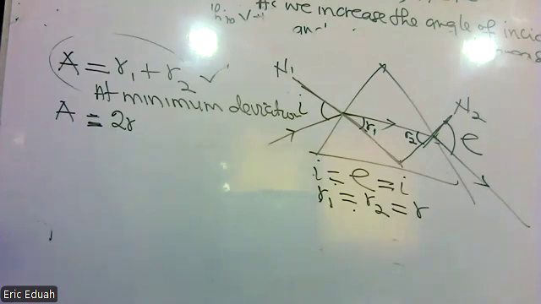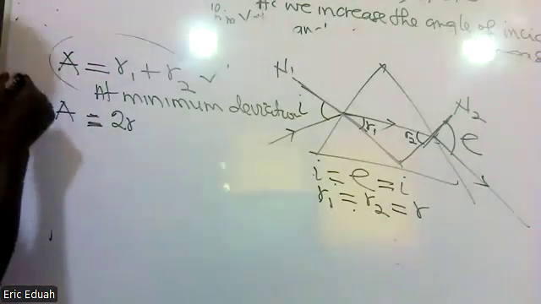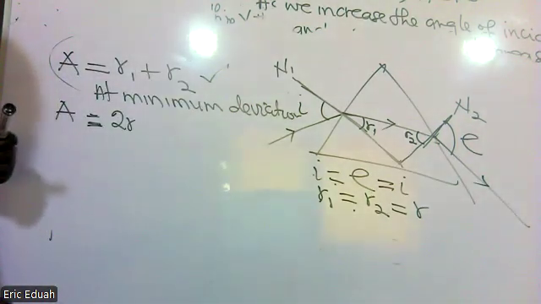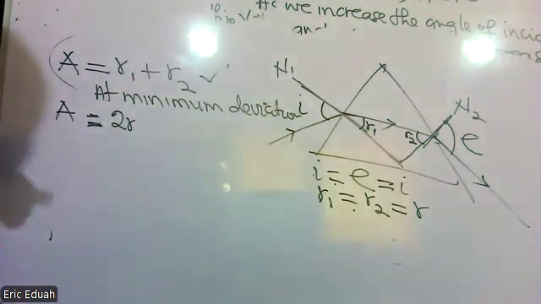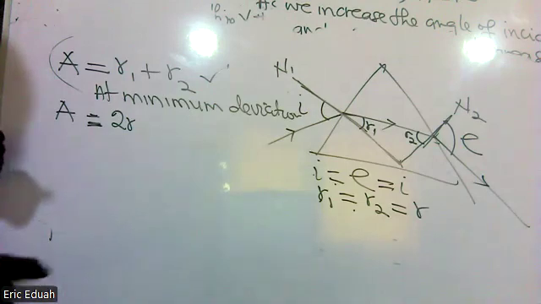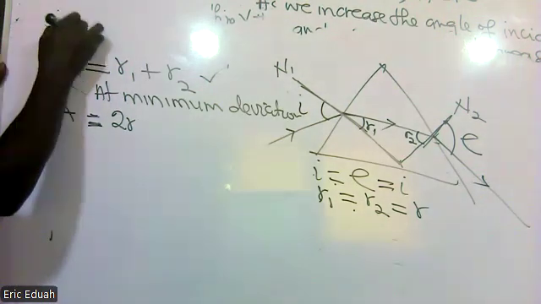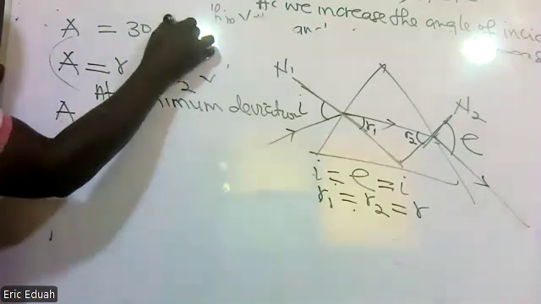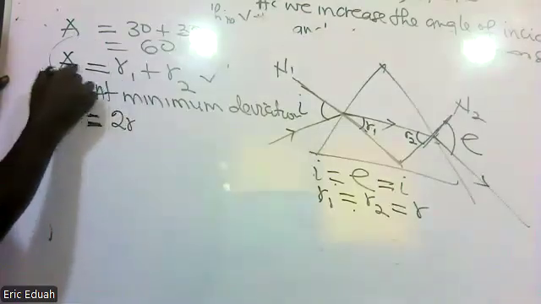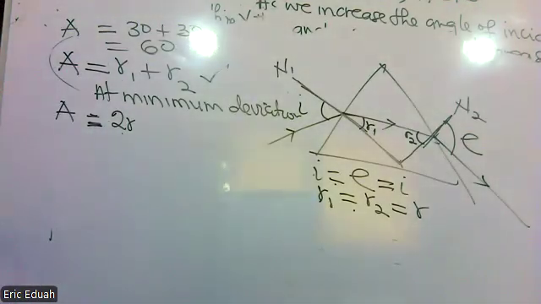Please, since R1 is equal to R2, so I represent R2 with R1, then it will be 2R1. So either 2R1 or 2R2, but since R1 is not different from R2, the result will simply be 2R. Frida, understood? Because, you see, R1 is equal to R2. So, assuming R1 is 30, what will be the value of R2? 30. Therefore, A will be equal to 30 plus 30 because R1 and R2 are the same. 60. So, at the minimum deviation, A is just equal to 2 times the angle of refraction.